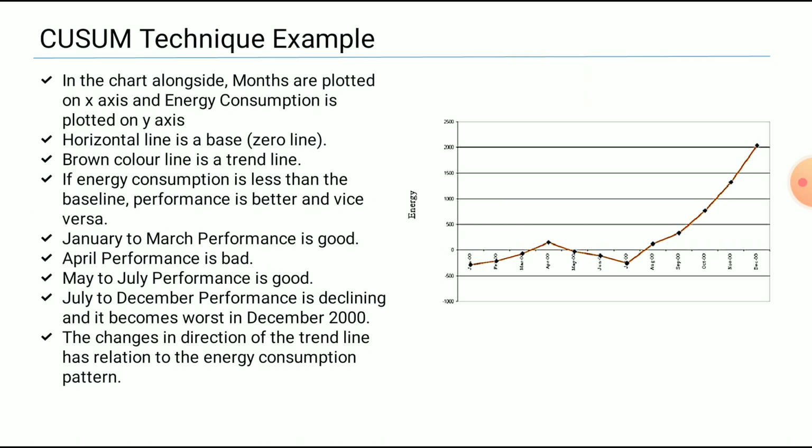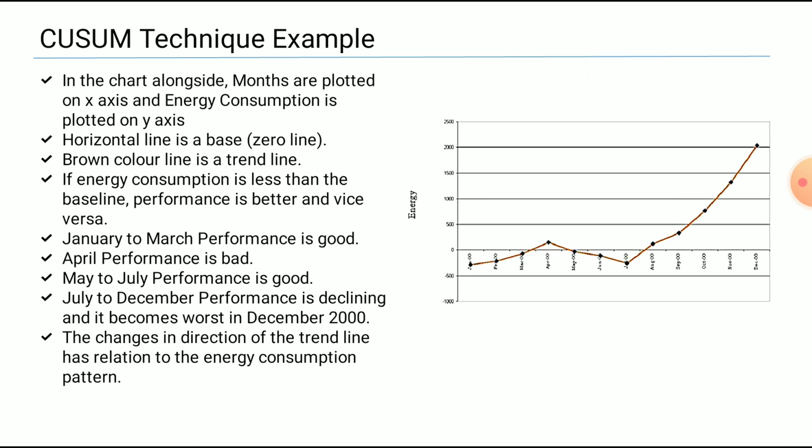A CUSUM technique example we will see. In this chart, the energy is plotted on the y-axis and the months are plotted on the x-axis. In this, the horizontal line is shown with respect to zero value. This is a baseline, or you can say the zero line. If the energy consumption is less than the baseline, we say the performance is better for that specific month.